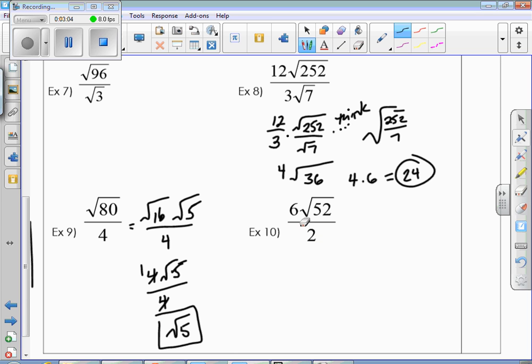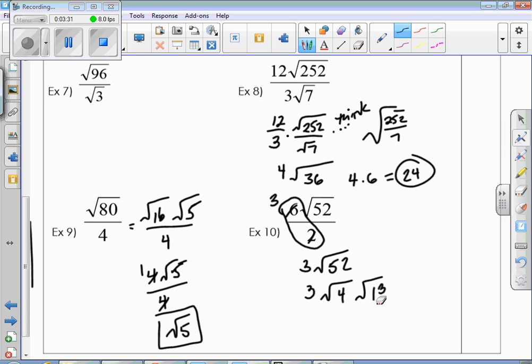We see a similar setup here in example 10. We have no radical expression in the denominator, so we'll focus in here on the coefficients. 6 divided by 2 would be 3. So we'd be left with 3 radical 52. And from there, you'd want to look for the largest perfect square factor of 52, which is 4. The other factor being 13.